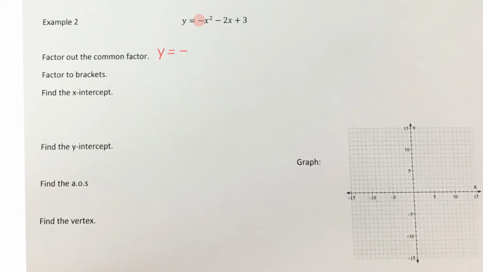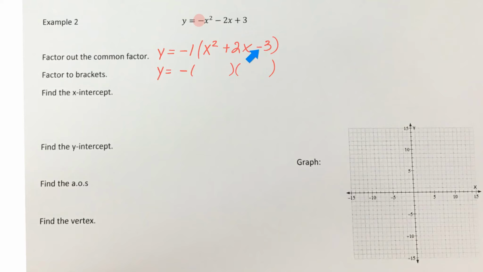So if I factor out a negative 1, that means I'm left with x squared. Negative 2x divided by negative 1 is plus 2x. And 3 divided by negative 1 is negative 3. So I factored out my common factor. Next, I'm going to factor the brackets. Remember, that negative needs to stay in front, and we're only going to factor this part.